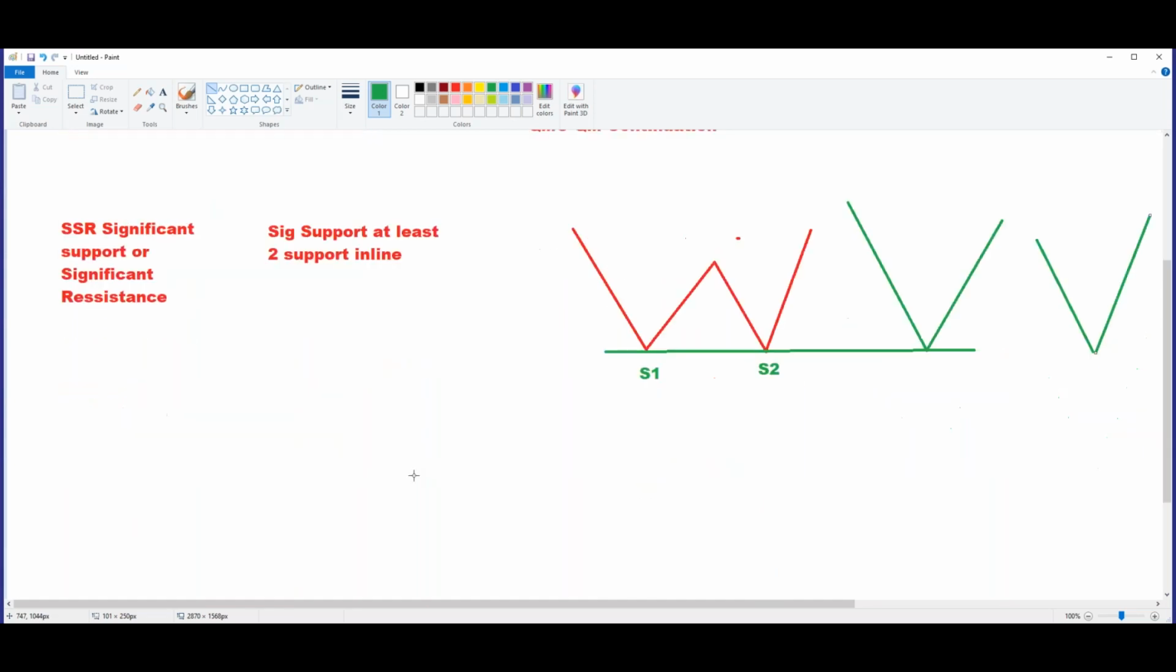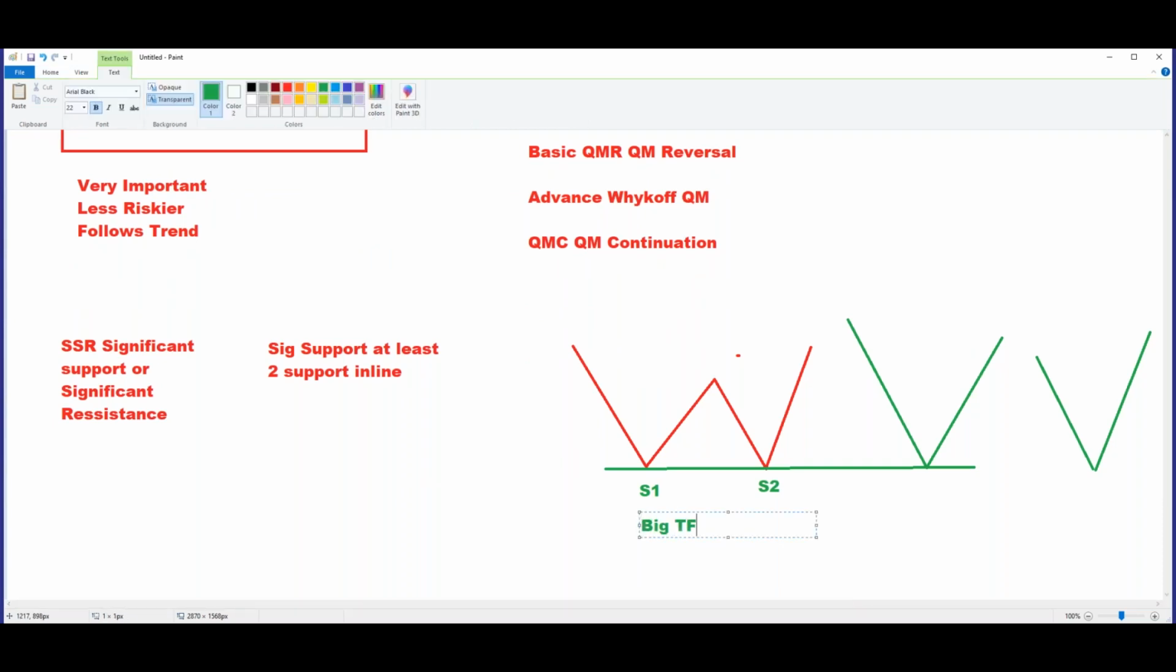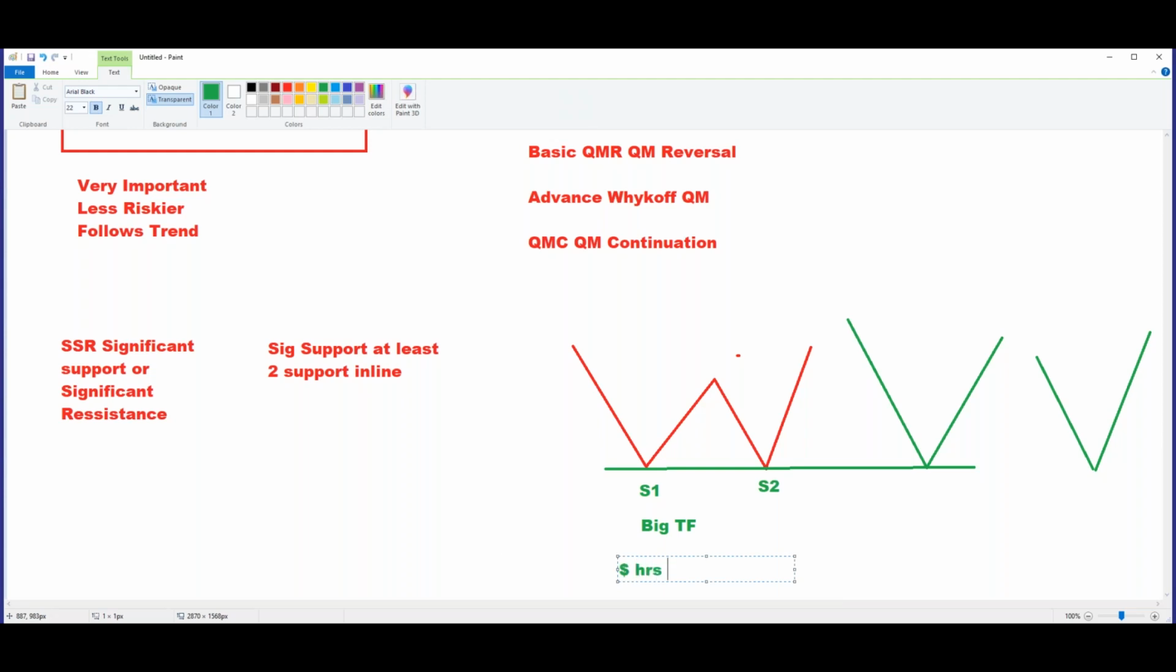We see many supports as the time frame changes. So what you are looking for is a bigger time frame. Don't look at a small time frame like M5 or M1, where you get so many supports that will make you confused. So please look at the big time frame, like 4 hours, 1 hour, or at least a minimum of 30 minutes.